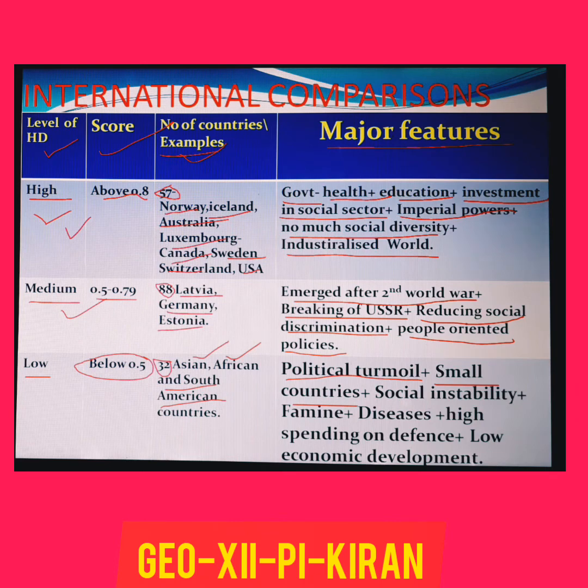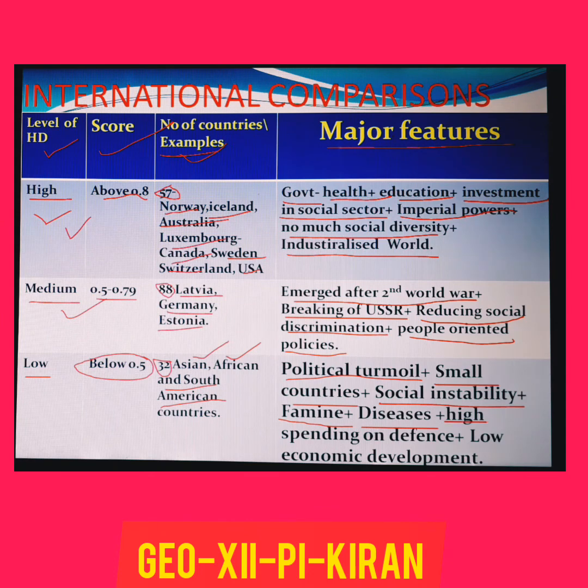And when they are small countries, they have not much natural resources. Always there is a social instability. The society is divided on the basis of caste, communities, tribes, religion, and regionalism. And these countries always come under the effect of famines and spread of diseases. So always the health of the people is affected.